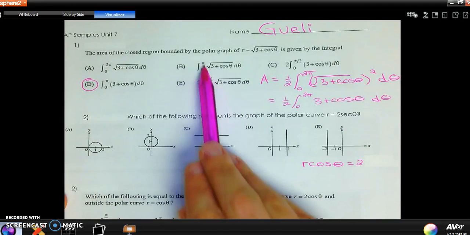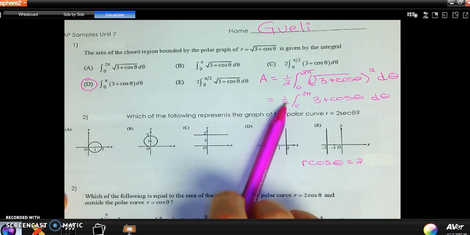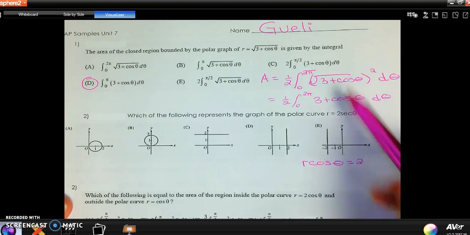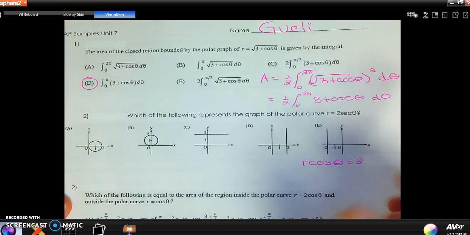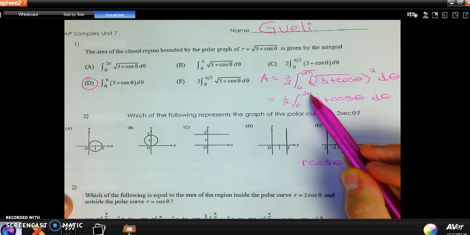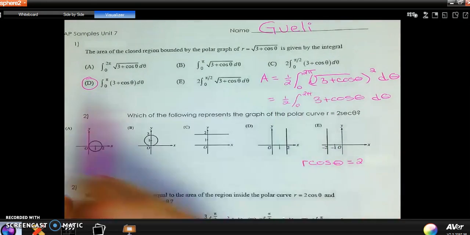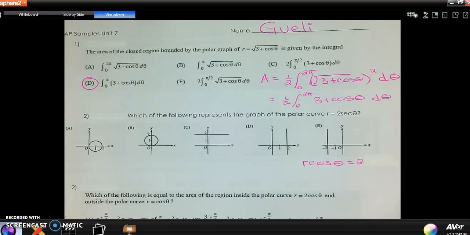Now, one thing that I noticed when looking at these answer choices is a lot of them didn't have this 1/2. So to get rid of that 1/2, you need to know that this would be a circle. If I only integrated over half of it, from 0 to pi instead of 0 to 2 pi, but I multiplied my answer by 2, that would be equivalent. And that's exactly what's happening in choice D. So I selected choice D.